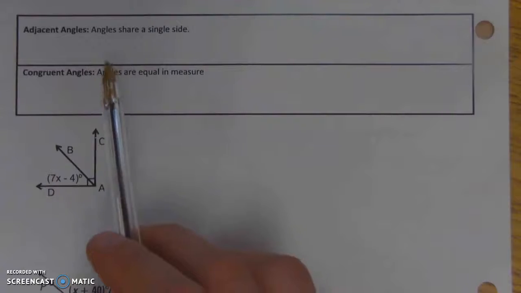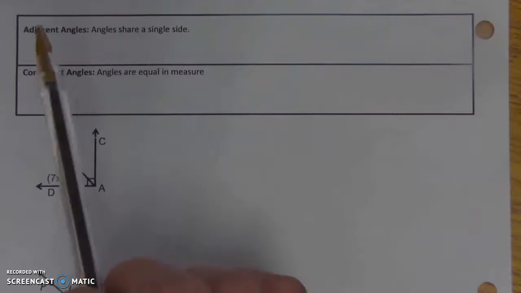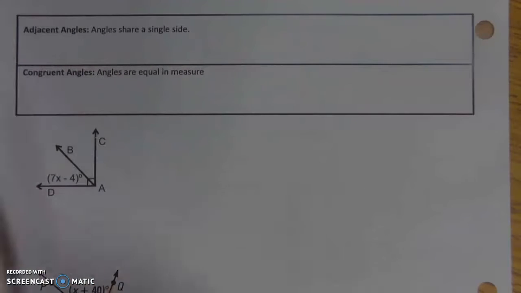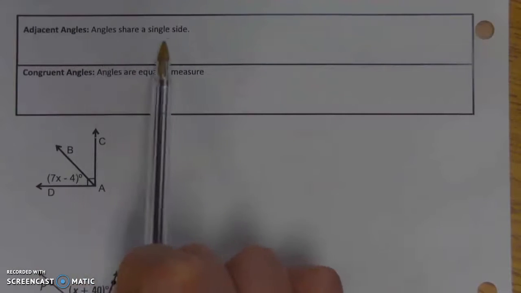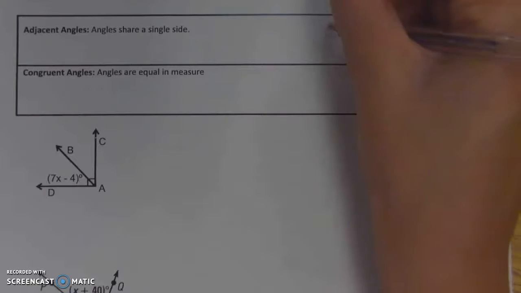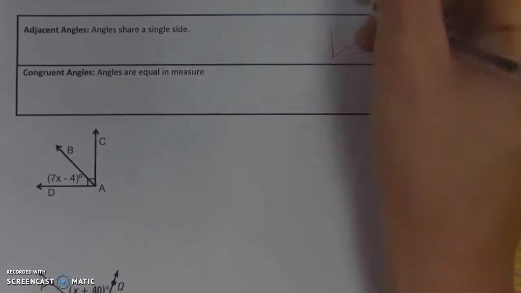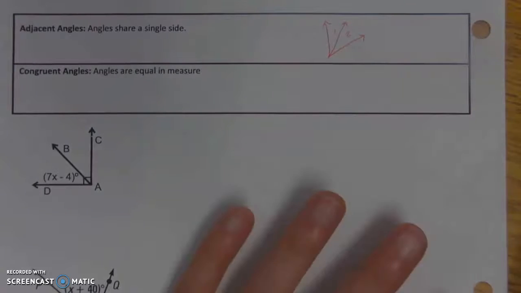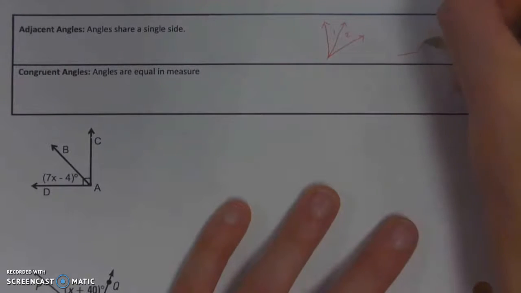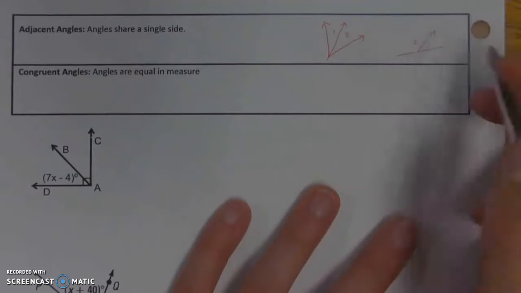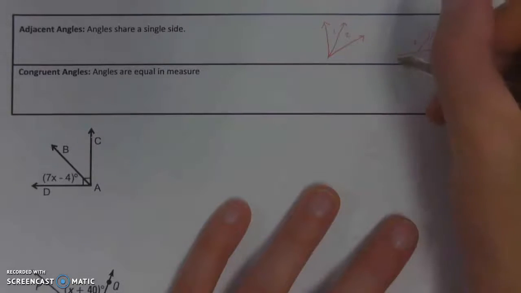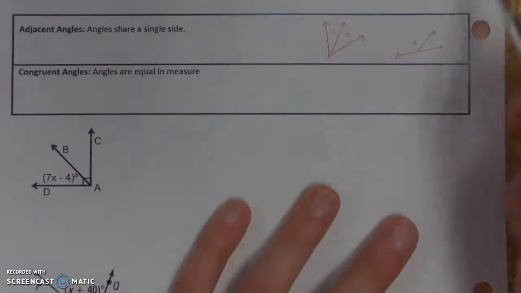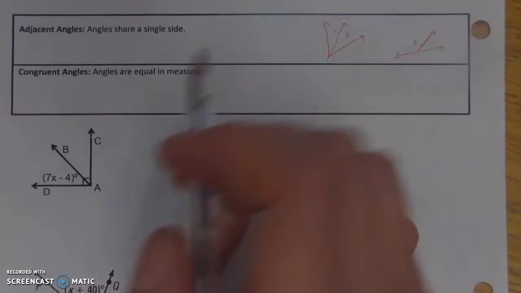For our next part, we're going to talk about two quick terms. The first one is adjacent angles. Adjacent angles are just angles that share a side. So they're going to share a single side, and they'll often look something like this, where you have angles 1 and 2 as adjacent angles. Of course, if I have a straight line angle with 1 and 2 over here, these two are also adjacent angles. They're just sharing a side.